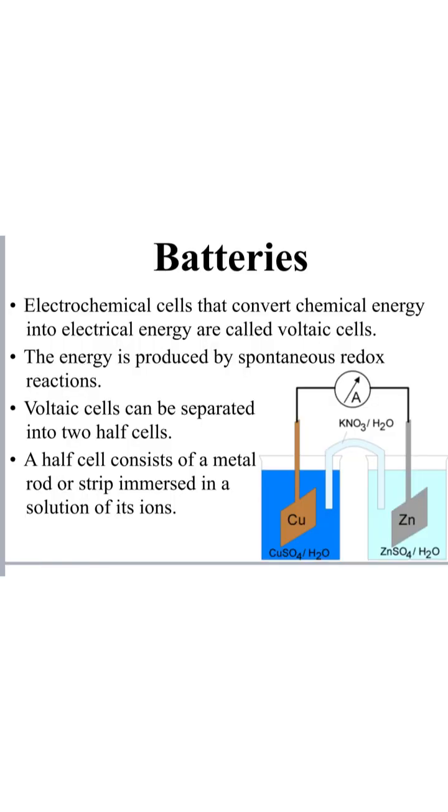All right, so batteries are electrochemical cells that convert chemical energy into electrical energy. We also call these voltaic cells. The energy is produced by a spontaneous redox reaction. Voltaic cells can be separated into two half cells. A half cell consists of a metal rod or strip immersed in a solution of its ions. So here we have an example. I have a copper metal strip, and it is in a water solution of copper sulfate, so its own ions are in that solution, and it is connected to another strip of a different metal, zinc, which is also in a solution of its own ions.